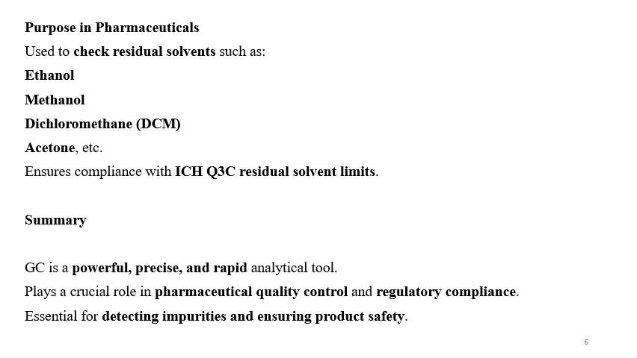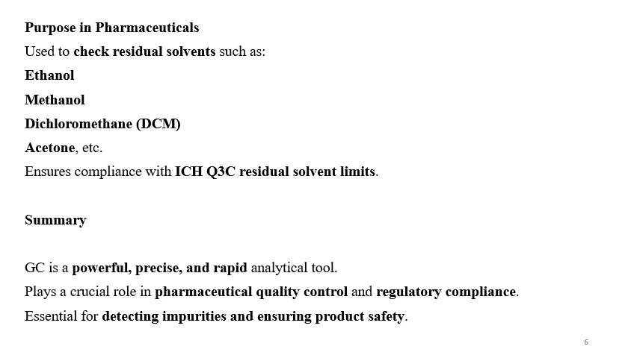Now the purpose in pharmaceuticals. Residual solvents are used in the pharmaceutical field; class 3 solvents are generally used and some class 2 are also used. Whenever these are used, they need to be reduced to a safe level as per the ICH guidelines, and they need to be tested. Some examples of residual solvents are ethanol, methanol, dichloromethane, acetone and some others. Testing by GC is required to ensure compliance with the ICH Q3C residual solvent limits. These limits are generally given in ppm.